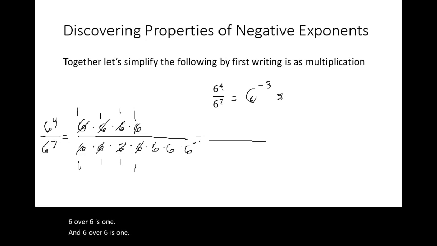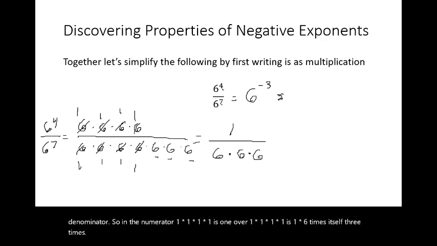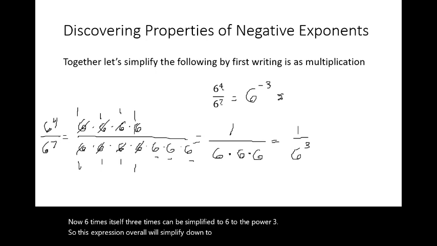So then I'm going to multiply what's left over in the numerator and what's left over in the denominator. So in the numerator, 1 times 1 times 1 times 1 is 1. Over 1 times 1 times 1 times 1 is 1, times 6 times itself 3 times. Now, 6 times itself 3 times can be simplified to 6 to the power 3. So this expression overall will simplify down to 1 over 6 to the power 3.